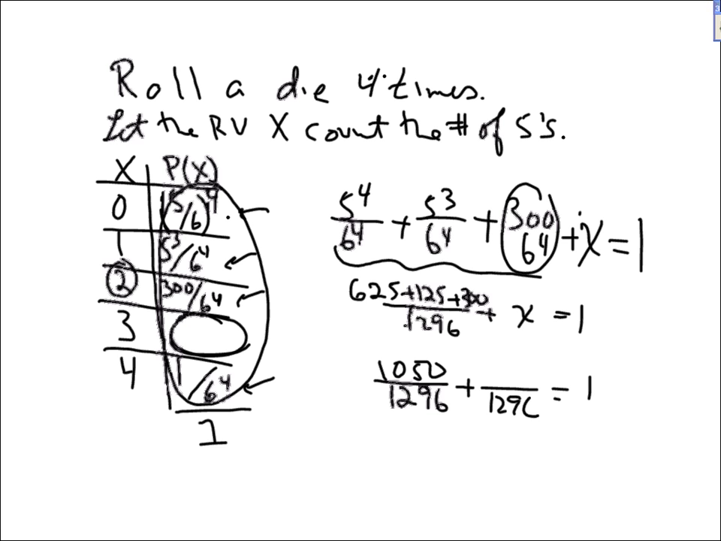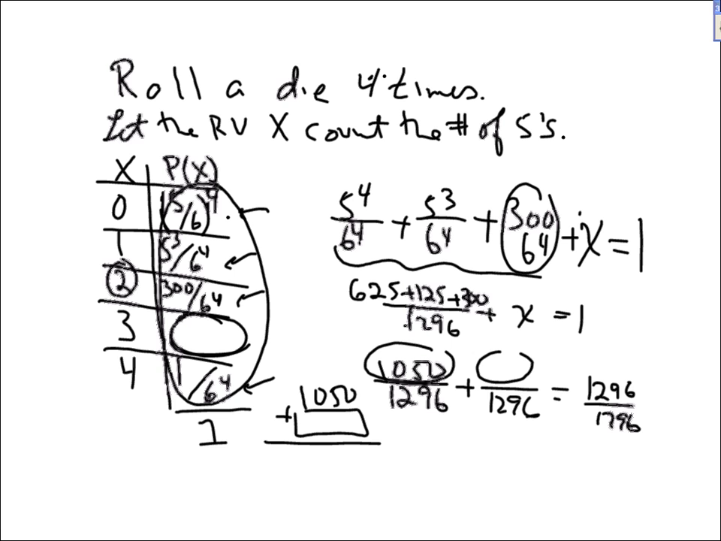Well, the number is going to have the same denominator. And a fraction is 1 if it's 1296 over 1296. Well, this number plus what gives you 1296? Well, let's see. 1050 plus what number gives you 1296? Well, 0 plus 6 gives me 6. 5 plus 4 gives me 9. 0 plus 2 gives me 2. And 1 plus a 0 gives me 1. So the answer is 246. Okay. 246 over 6 to the 4th.